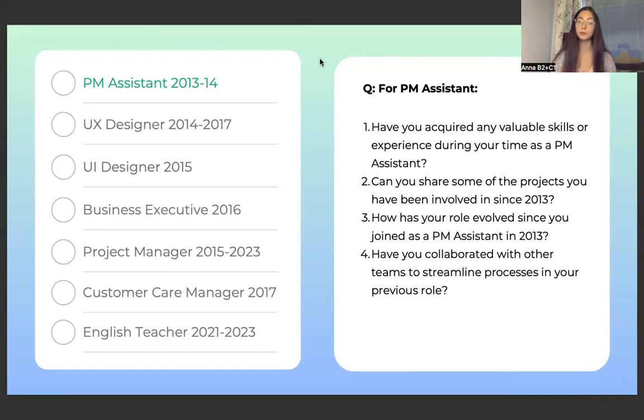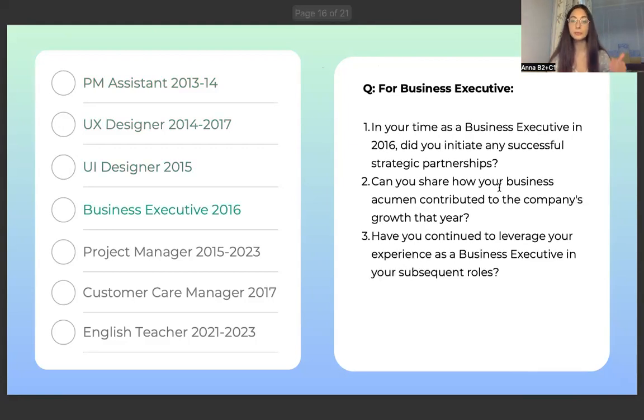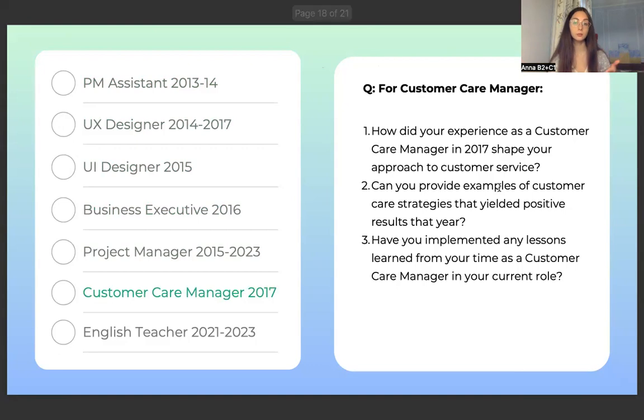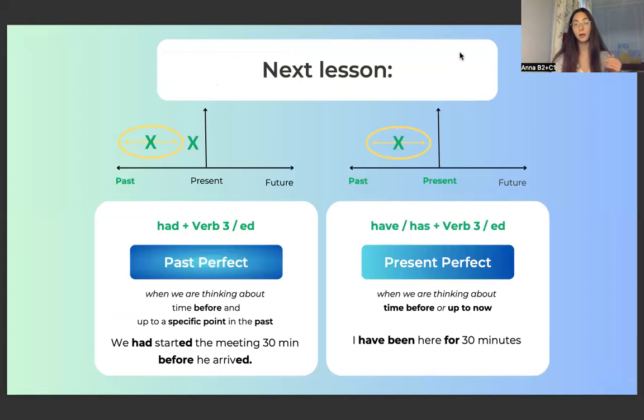So here you can see some advanced questions for each IT role. You can answer them in pairs. Here we can see some questions for PM assistant, then for UX designer, UI, business executive, project manager, customer care manager, English teacher. And in our next lesson, we're going to talk about past perfect.